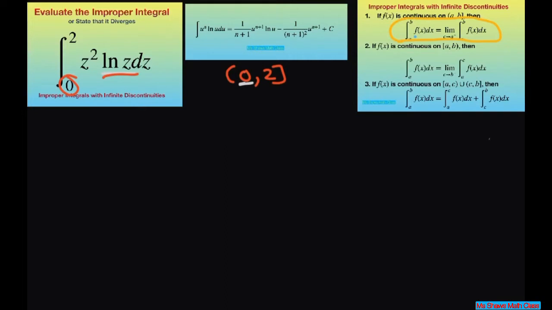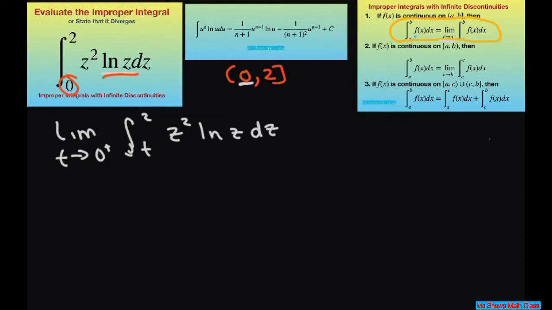So we're going to use this form to evaluate our integral. So I'll write that out. That's going to be the limit as z, or let's call it t, approaches 0 from the right, of our integral, and then we're substituting our 0 with t. So instead of 0, you're going to put t to 2. And then we have z squared ln of z dz.